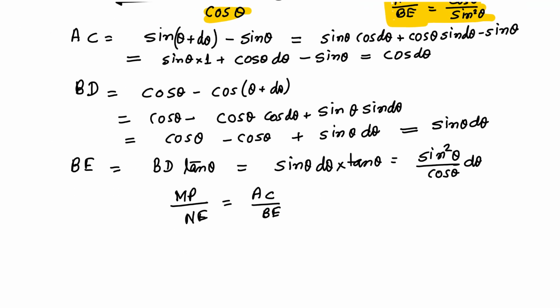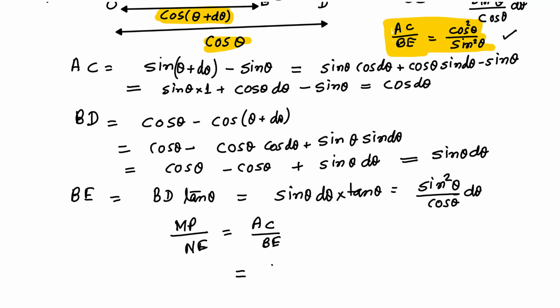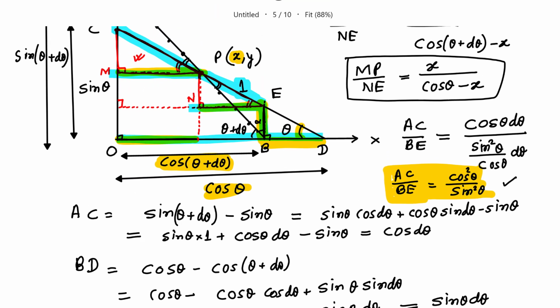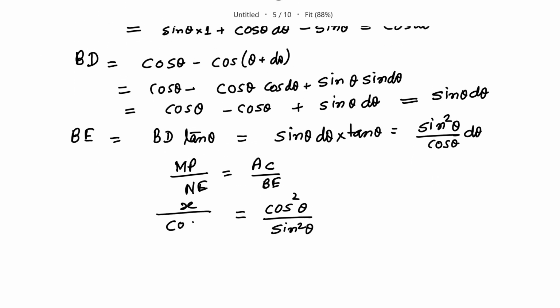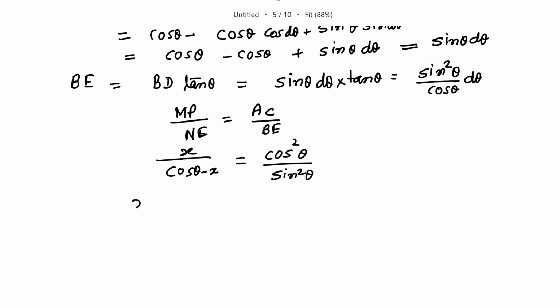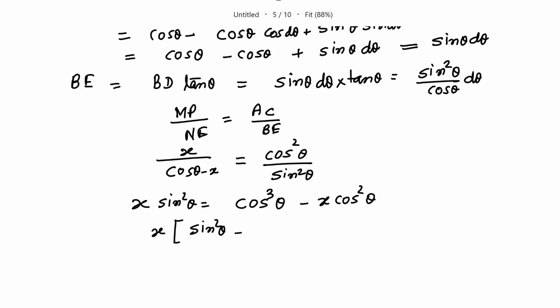Now AC by BE we already calculated this term here, that is cos squared theta divided by sin squared theta. And we have also calculated MP by NE, that is this term, x by cos theta minus x. Now you can solve for x. So if you solve for x, you will have x sin squared theta is equal to cos cubed theta minus x cos squared theta. So if you take x this side, you will have x times sin squared theta plus cos squared theta is equal to cos cubed theta. So from here you can write x is equal to cos cubed theta.